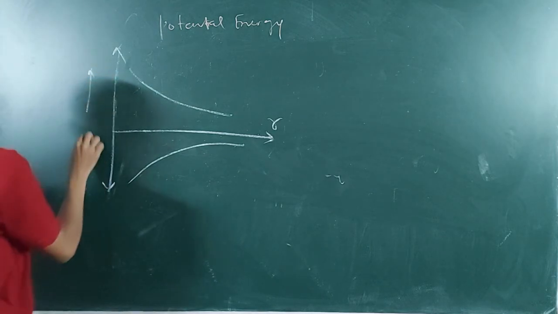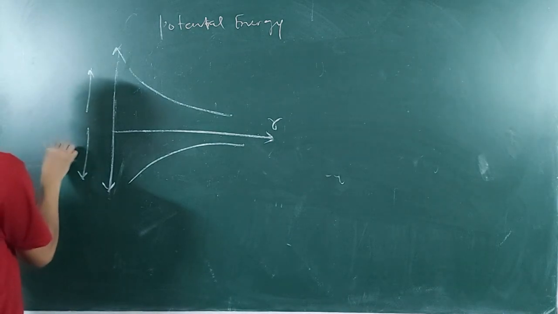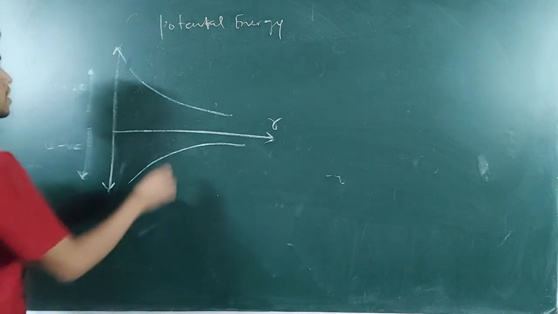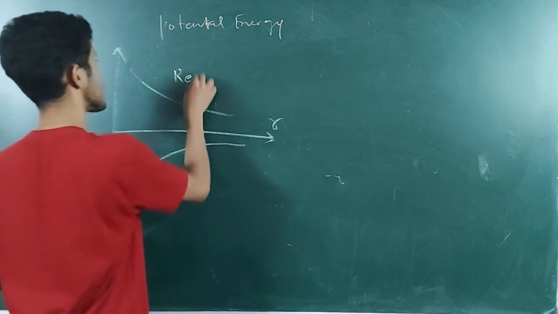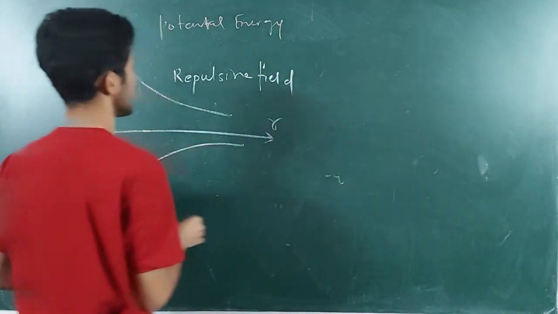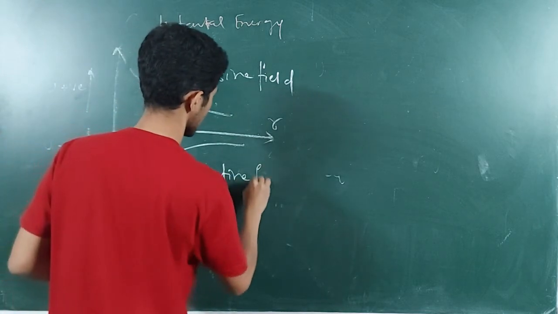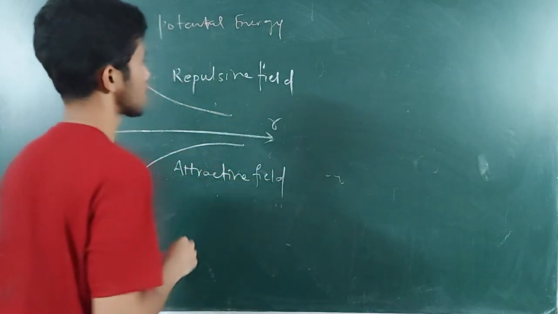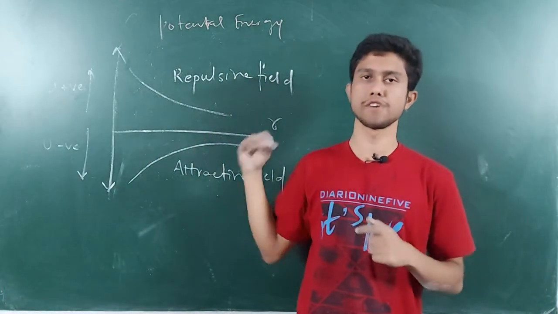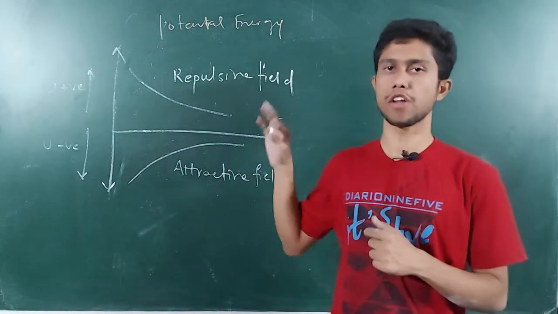If you go up and you go down, so here U is negative and here U is positive. Here it is a repulsive field, and here it is an attractive field. Okay, so this is the graph which you have to keep in mind, because this graph is not going to change, it will be the same, and you will be asked questions depending on this graph.